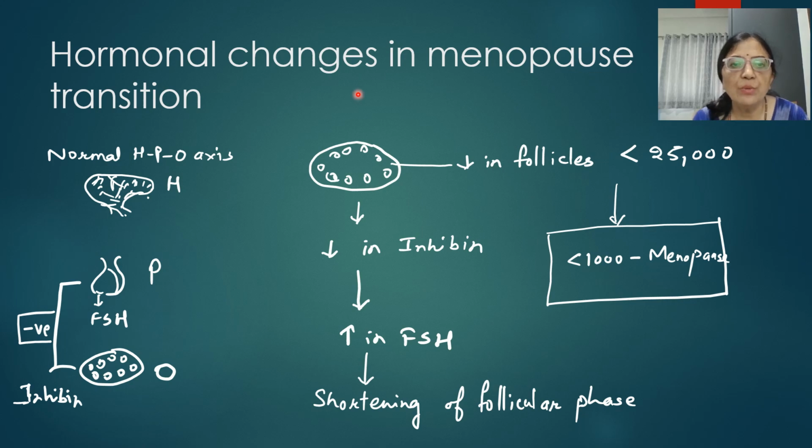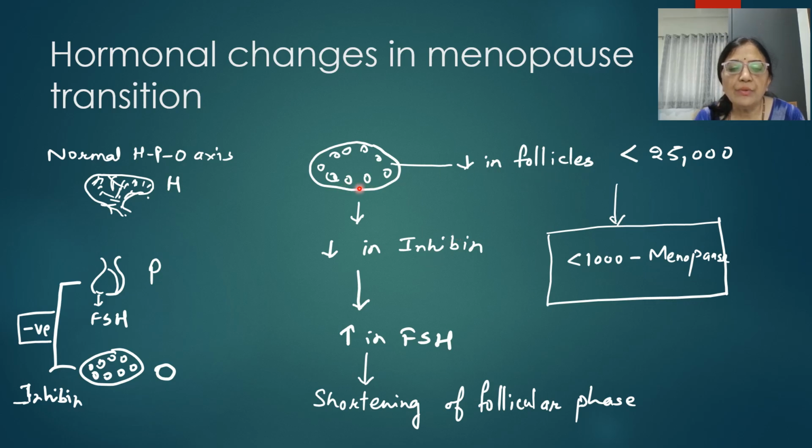What are the hormonal changes in the menopause transition phase? Mainly the change is in inhibin, and specifically inhibin B. As we know, inhibin B is secreted by developing follicles as well as by granulosa cells in the Graafian follicle, whereas inhibin A is secreted mainly by corpus luteal cells. That is why inhibin B is important as far as ovarian aging and follicular development go. Whenever we say inhibin, we are talking about inhibin B. It has a closer relationship with ovarian aging.